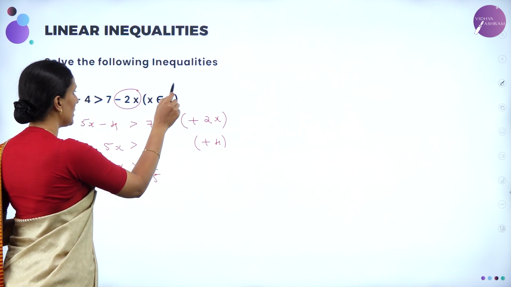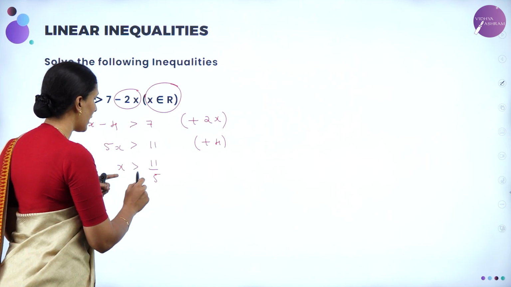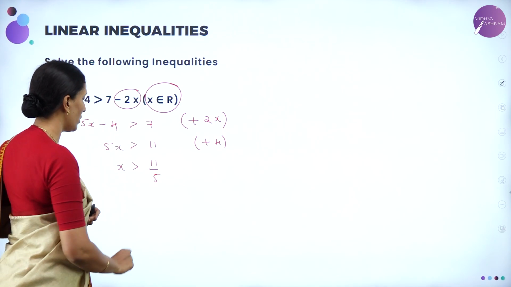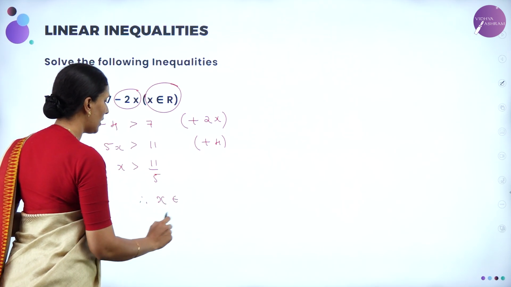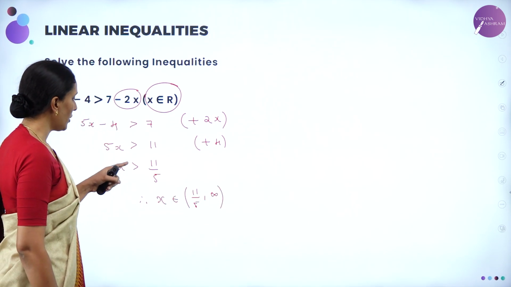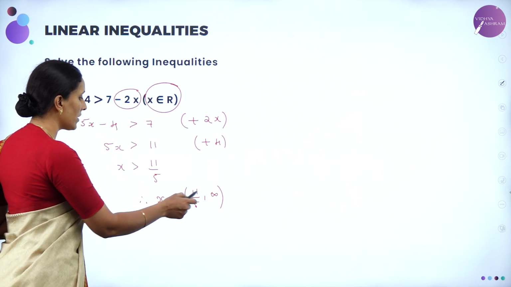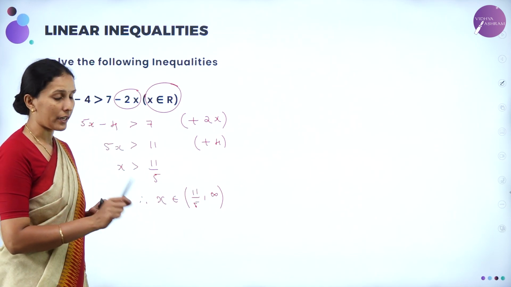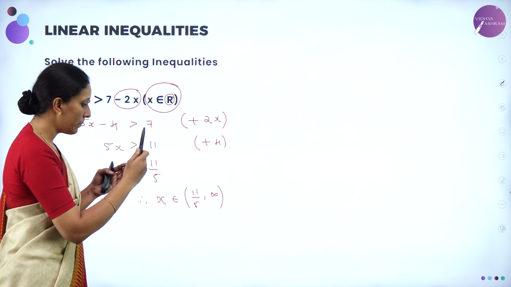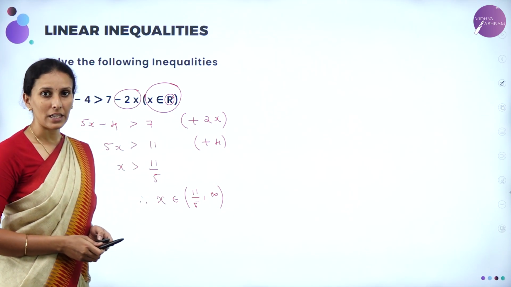So now clearly the solution belongs to the set of real numbers. All the numbers greater than 11 by 5 will act as a solution for the given linear inequation. So therefore, x belongs to the interval from 11 by 5 until infinity. When you have strictly less than or strictly greater than, we always use the open interval to represent the solution set. The solution set of real numbers is always written in interval form. So between 11 by 5 and infinity, all the numbers act as a solution for the given inequation.